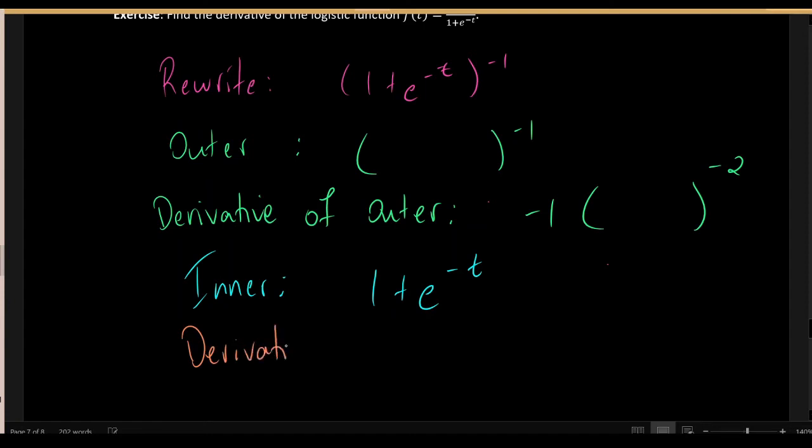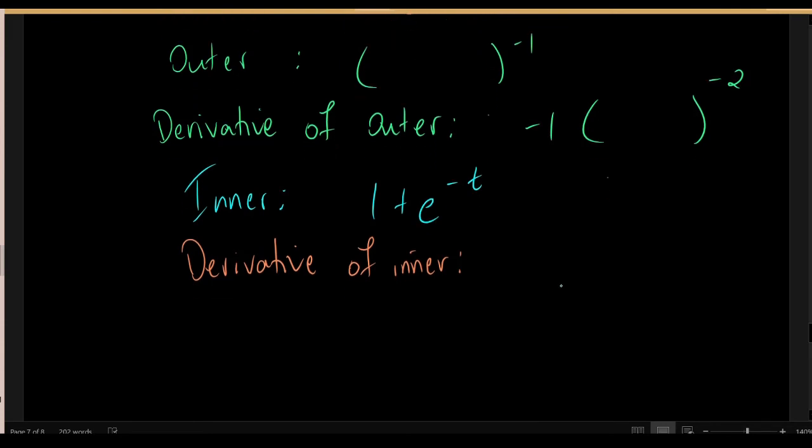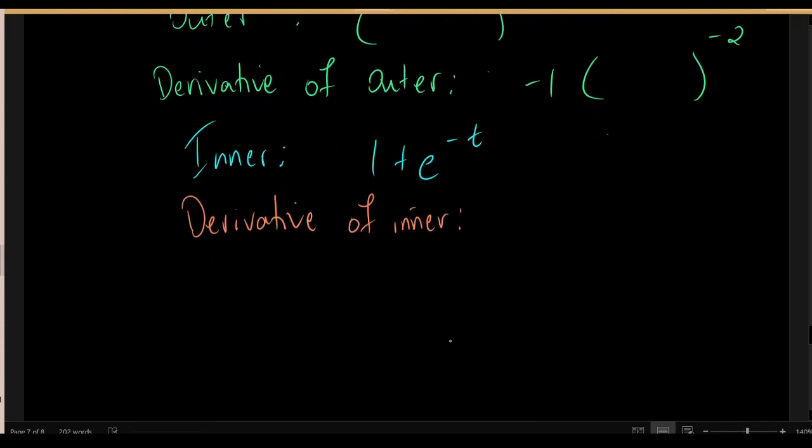Now the question is, what is the derivative of the inner function? What is the derivative of 1 plus e to the negative t? Now we know that the derivative of 1 is just going to vanish, because 1 is just a constant. So the really important question is, what's the derivative of e to the minus t?